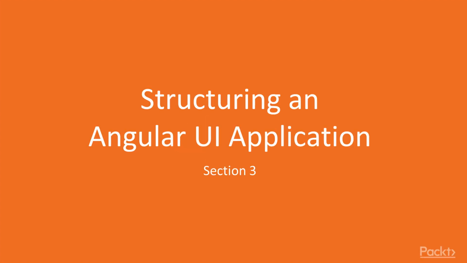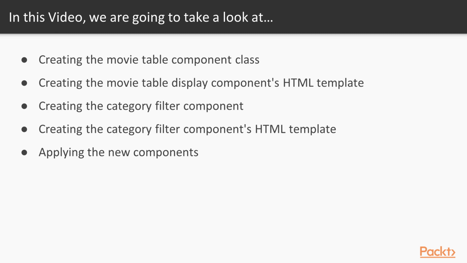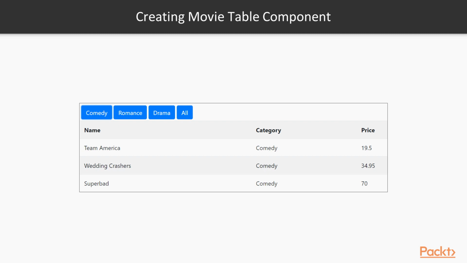Hi everyone, welcome to section 3, where we are going to be structuring the UI of our DVD Store Angular application. In our first video, we are going to be creating the components for a movie table and a category filter. So that will involve creating the class for a movie table, in addition to its HTML template, and then we'll be putting together a component class for the category filter along with its HTML template. And lastly, we'll be applying these new components that we just put together. When we're done, our output will look like this, where the blue boxes are the filters that we can click on, such as comedy, and the result will be just comedy movies.